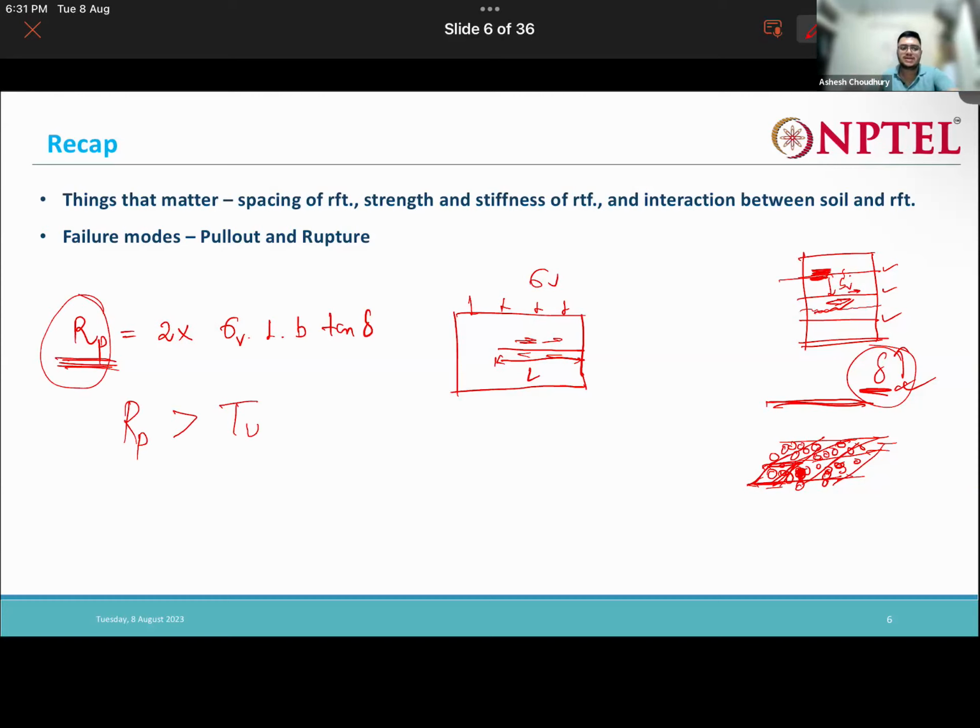It's just common sense, right? So what is going to happen if it's more than TU? If it is more than TU, then we'll have pull out. Okay, so pull out will govern, the reinforcement is going to slide out.